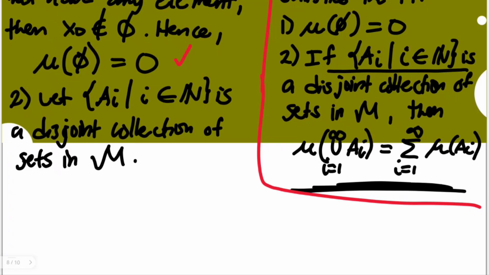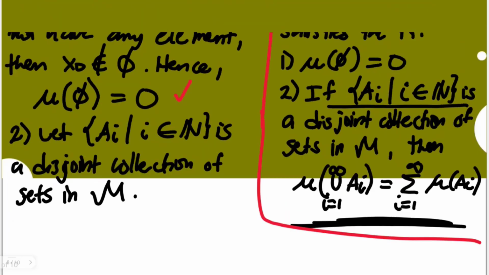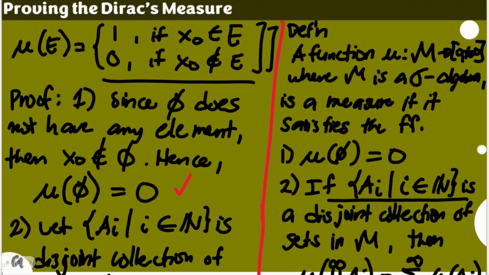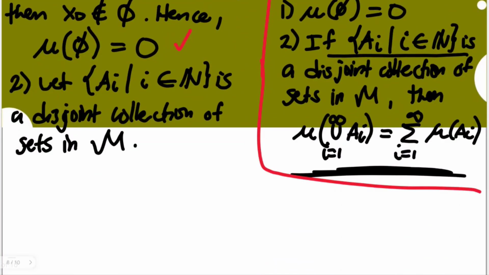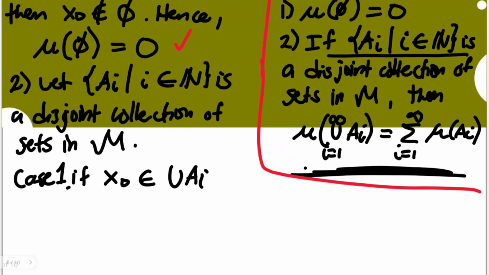Take note, there are two statements here that we need to satisfy. In short, we will have two cases. The first case, case 1, is if x sub o is an element of the union of a sub i, with i from 1 to infinity. And the second, later on, is if it's not.